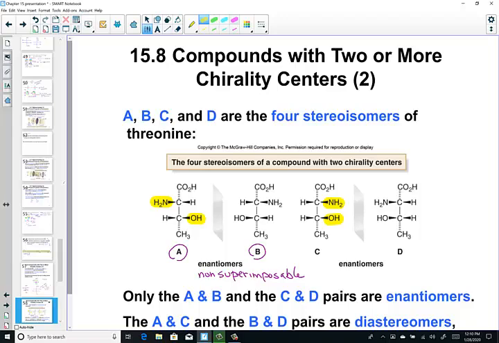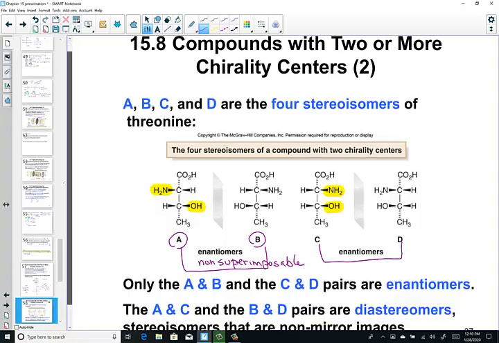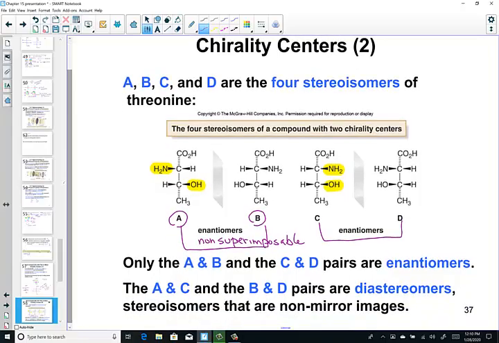We've now come up with a new set of enantiomers. So, A and B are enantiomers. C and D are enantiomers. They are mirror images. A turned into C by switching one chiral center only. A turns into C by switching just one chiral center.